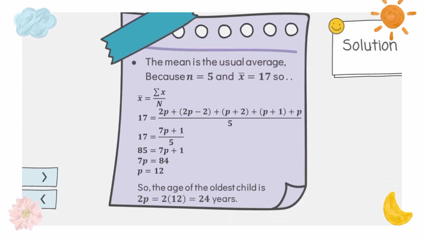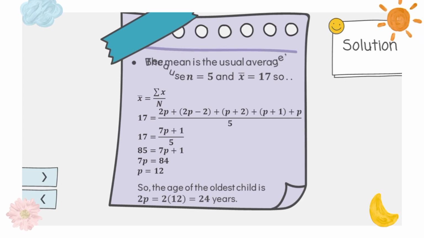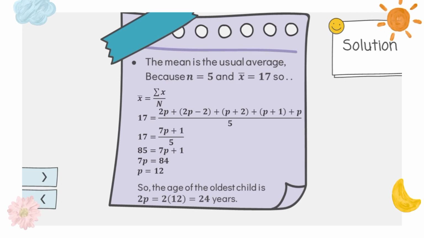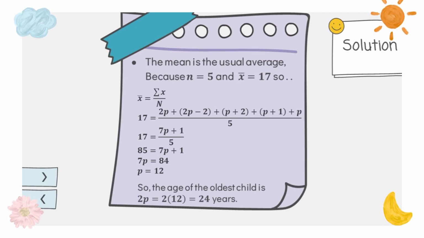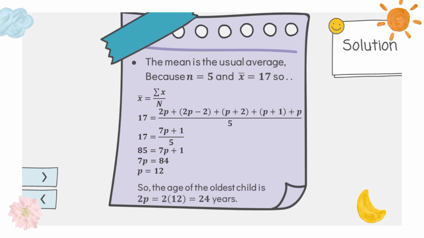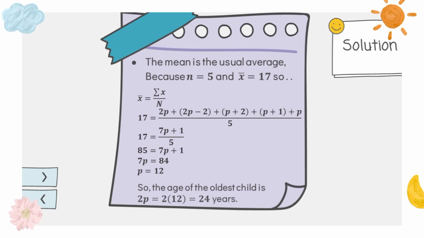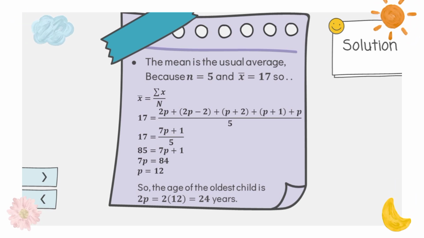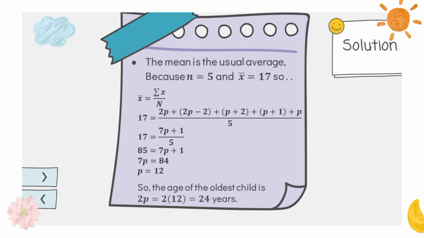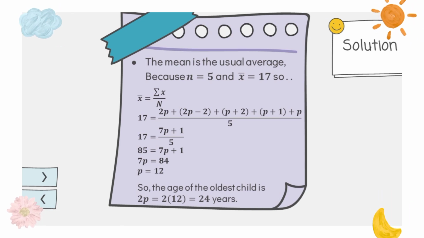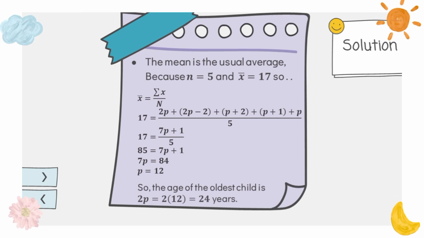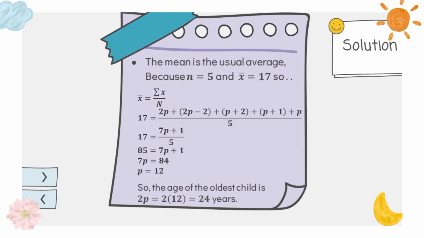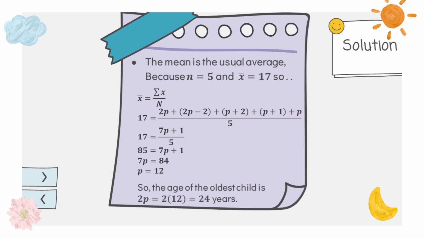So, the solution for the mean is the usual average because n is 5 and the mean is 17, so the mean is the sum of all data divided by n. So we go to substitutions. n is 5 and we got p is 12. So the age of the oldest child is 2 times p, which is 2 times 12, is 24 years old.